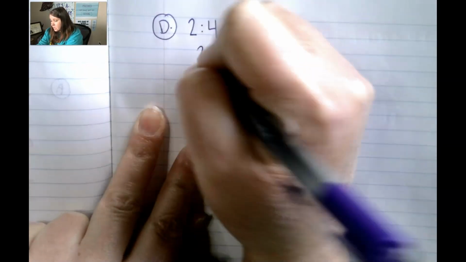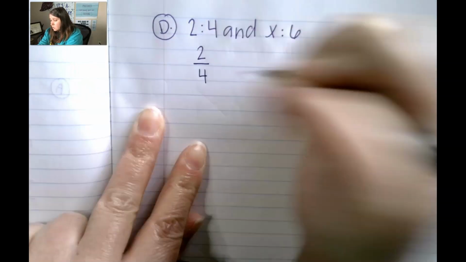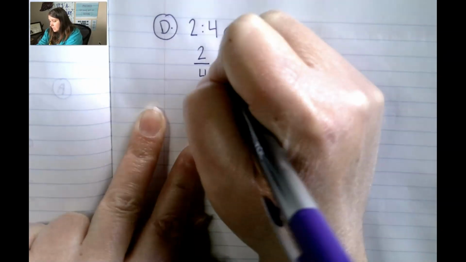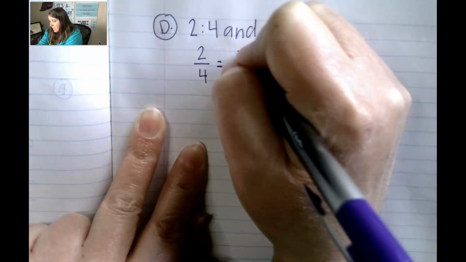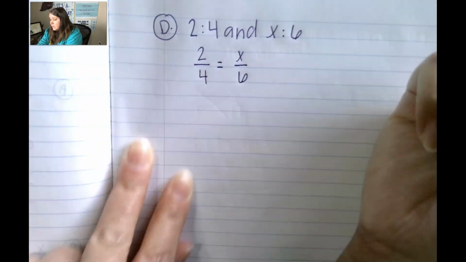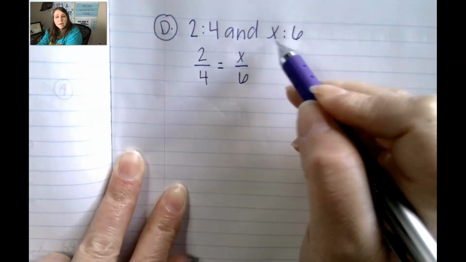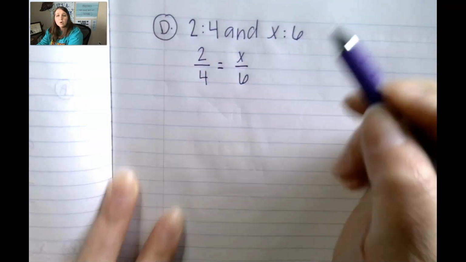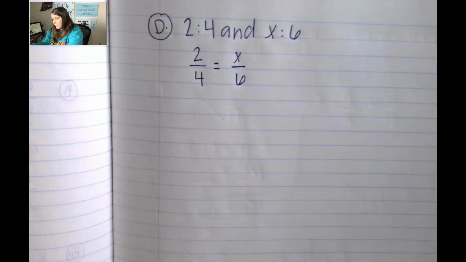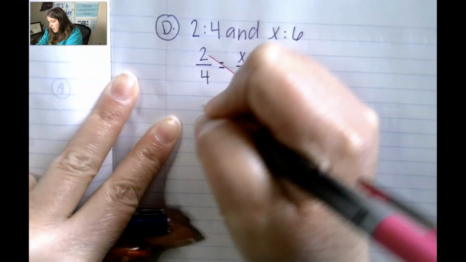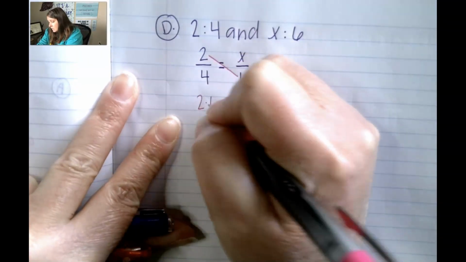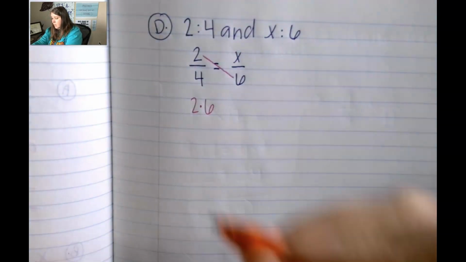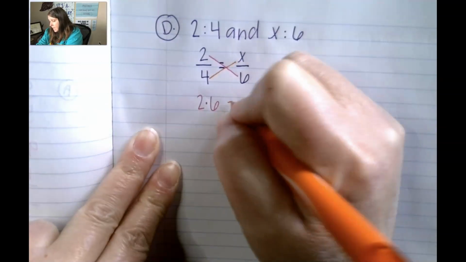All you would do is just take this one step further, and you would just turn these into fractions just like we did before. So 2 to 4 and x over 6. So the only step difference that we had to do was we had to turn these into a ratio. Now we're ready to multiply straight across. So 2 times 6 and 4 times x.